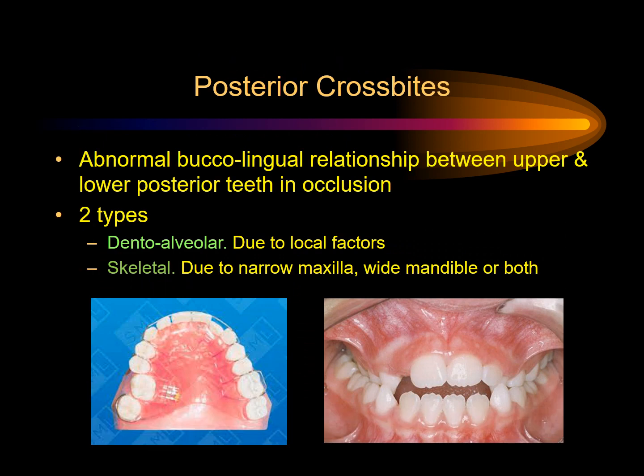Okay, now posterior crossbite. Posterior crossbites are basically an abnormal buccolingual relationship between upper and lower posterior teeth when they are in occlusion. There are two types. They may be dentoalveolar, which is due to local factors, or it could be a skeletal crossbite. And this is usually due to a narrow maxilla or a wide mandible or a combination of both.